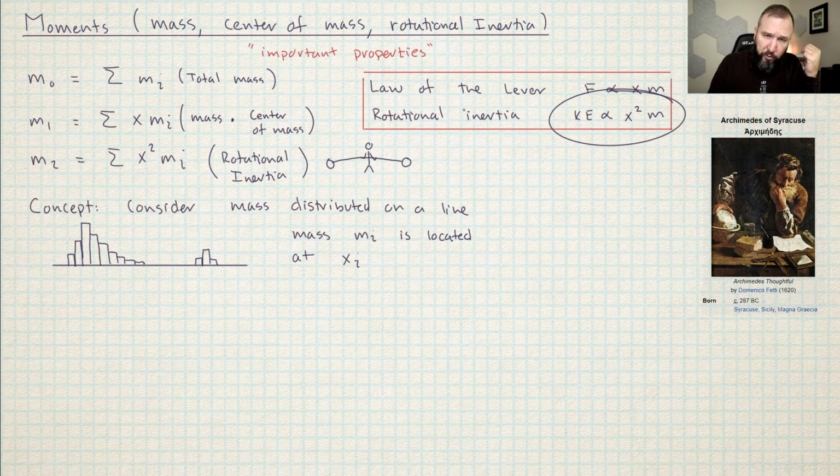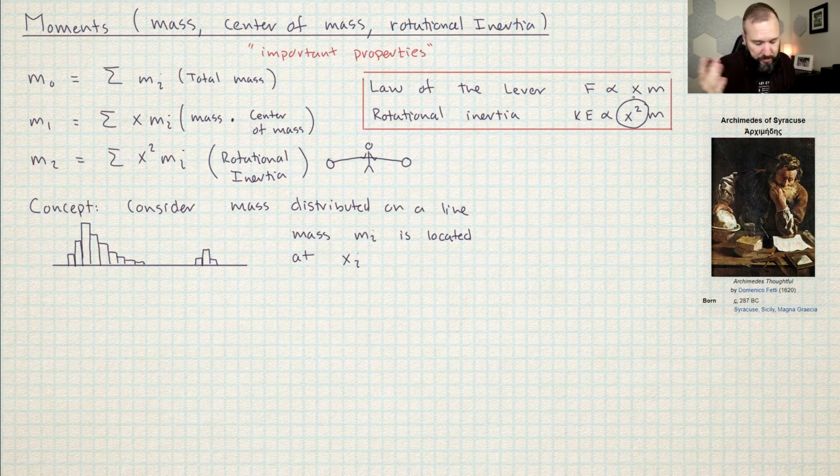Also, I put here the formula for rotational inertia. This is the amount of energy that is stored in a rotating object, or equivalently, the amount of energy that it would take to cause an object to rotate. So it's proportional to the square of the length of the arm. We call it the moment arm, the square of the moment arm.